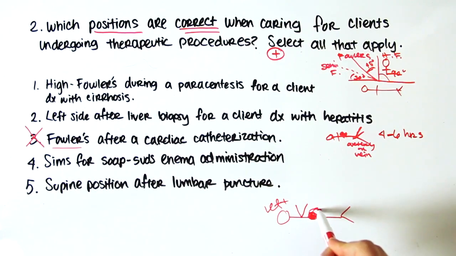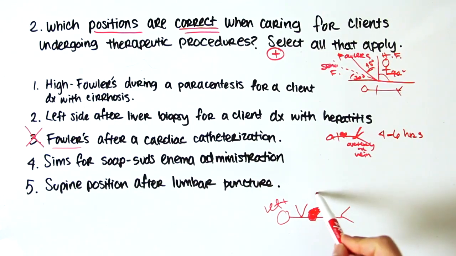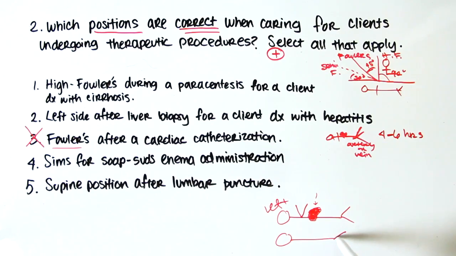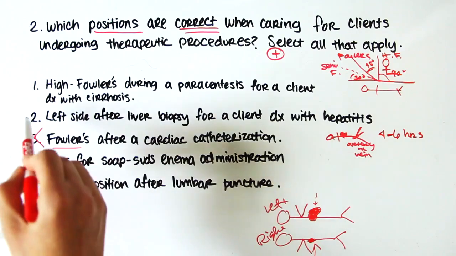Okay, this is a really bad drawing of the liver, and I'm hoping that no one has a liver this size. But if we are lying on our left side, we expose the liver in order for the doctor to take the biopsy. And then after that, the patient should be lying on the right side. Why are we doing this? Because we have to apply direct pressure so that we don't have bleeding, because we just took a biopsy. This is so dangerous. So that's why number 2 is incorrect.